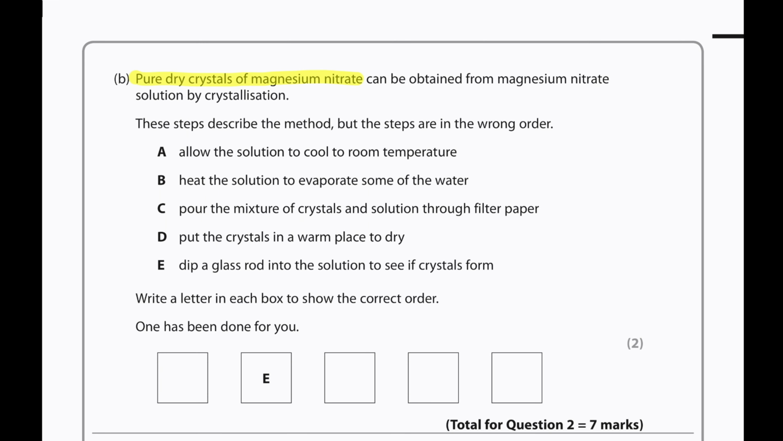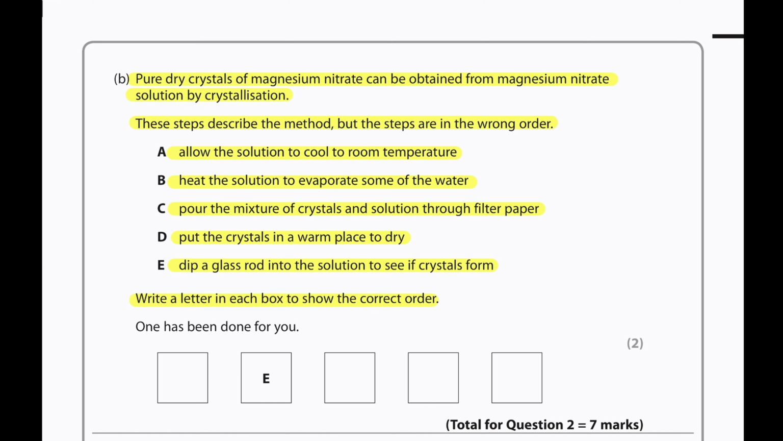Pure dry crystals of magnesium nitrate can be obtained from magnesium nitrate solution by crystallization. These steps describe the method, but the steps are in the wrong order. Allow the solution to cool to room temperature. Heat the solution to evaporate some of the water. Pour the mixture of crystals and solution through filter paper. Put the crystals in a warm place to dry. Dip a glass rod into the solution to see if crystals form. Write a letter in each of the boxes to show the correct order.